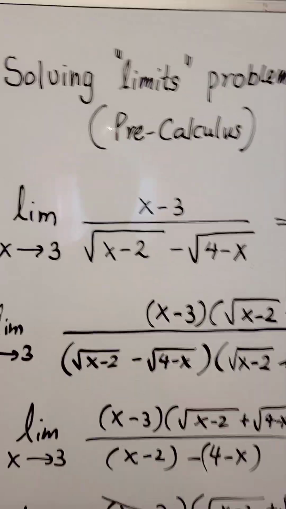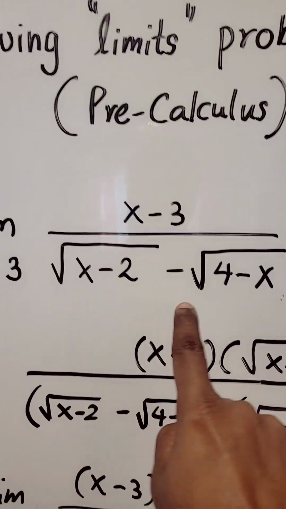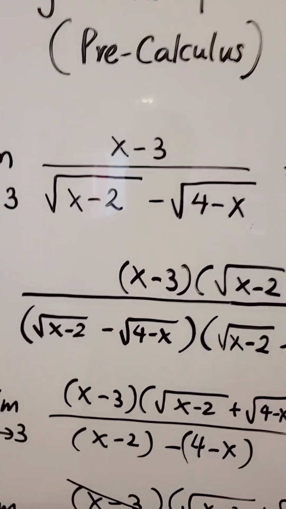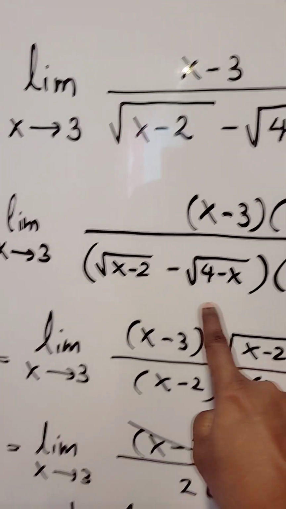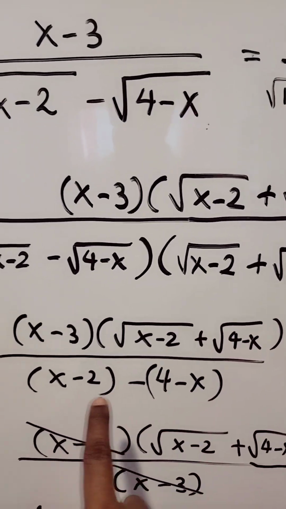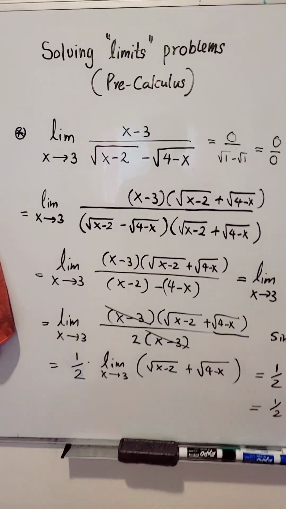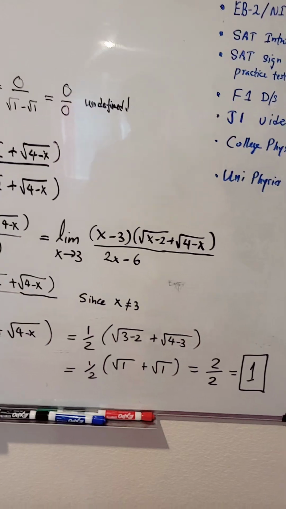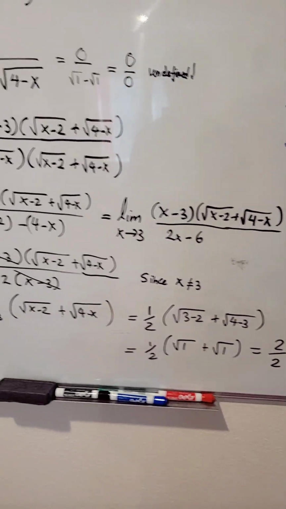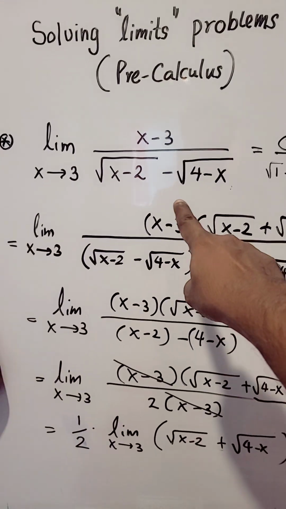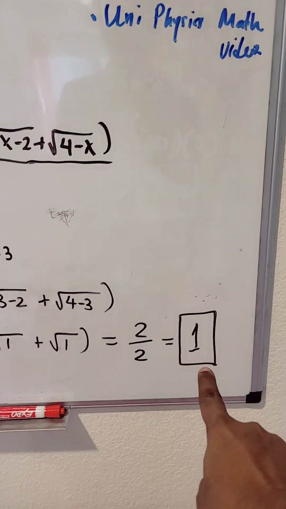The important thing is, when you see a compound surd like this, you have to use the conjugate to rationalize the denominator. Here I have applied the conjugate and rationalized the denominator, and this is how you do a problem of this nature. It's a very nice pre-calculus problem. So the answer for this is just 1.